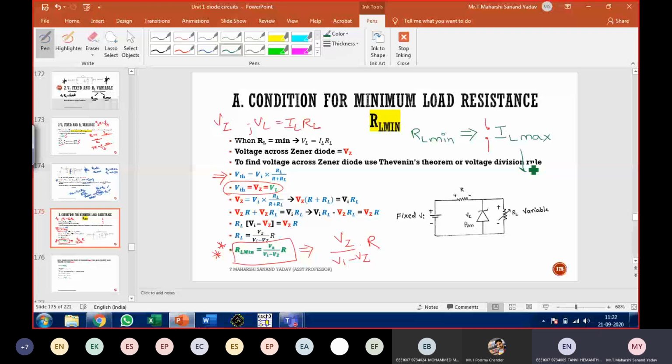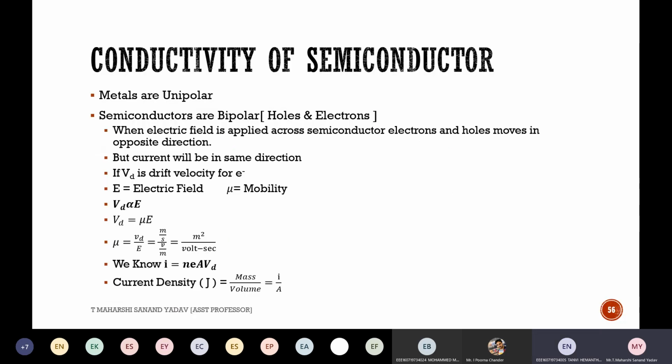If I apply KCL or KVL within the loop, I get IR equal to IZ plus IL. Obviously IZ will be minimum. You can see this slide. Here I got the value of IL max as VL by RL min.